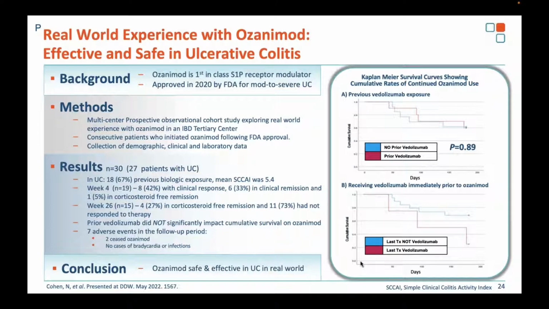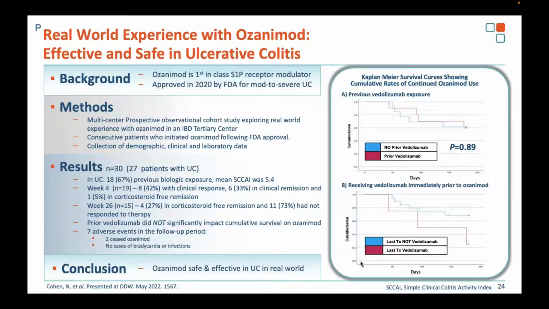So this is actually some real world data coming from Chicago. You can see it looks at 30 patients, 27 of whom had ulcerative colitis. Two thirds of them had previously been exposed to biologics, and they had moderate disease activity, with an SCCAI of somewhere between 5 or 6. I think real world data are useful. They give us a feel for how the drug works in clinical practice. And of course, almost none of us have any real world experience of this as yet. A few of us took part in the clinical trials, but it's nice to see it out there in clinical practice.